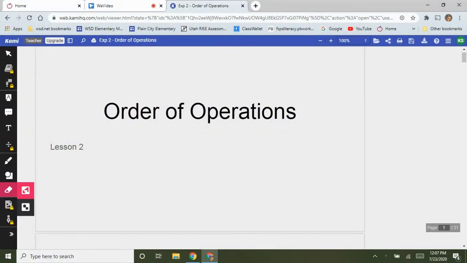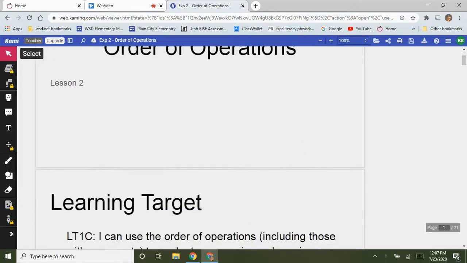Okay, expressions lesson 2. This is Mrs. Scheme, and we are going to cover order of operations. This is something, again, that you have had a little bit of exposure to in fifth grade. Sixth grade adds in the exponents with that. So let's talk about order of operations.